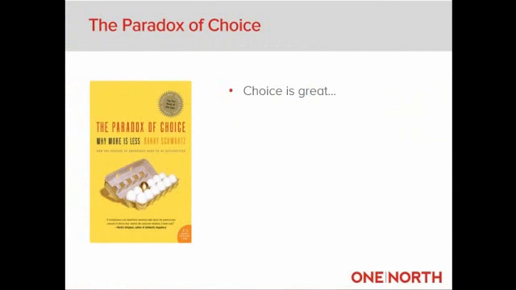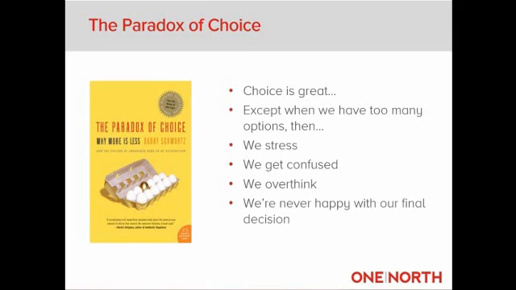And the paradox of choice sort of goes like this. Choice is great, but when we have too many options, we stress, we get confused, we overthink, and we're never happy with our final decision. And you can think about this in your own life. That's maybe some of the bigger decisions you've had to make in your life. You know, maybe buying a house. It's a stressful process, and you tend to overthink things. You really overanalyze things. Wears you out. And then when you finally do make your decision, you're always thinking back about some of those other little things that maybe you didn't get, right? So just by having choices, we're going to be less happy with our decision.